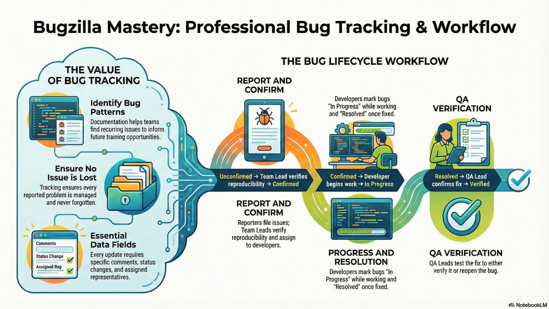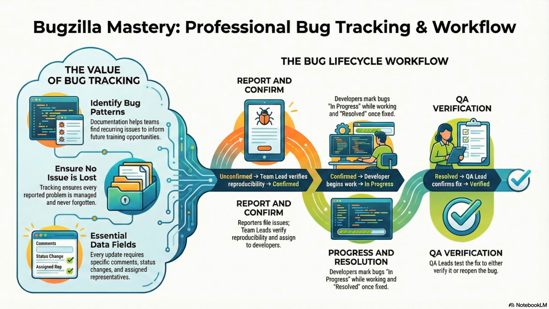So after that rejection cycle, the developer fixes it for real this time, sets it back to resolved. And finally, the QA contact verifies the fix. They're the one who gets to set the status to verified. That's the real finish line. But there's a golden rule here, written in the notes, that applies to every single one of those steps.